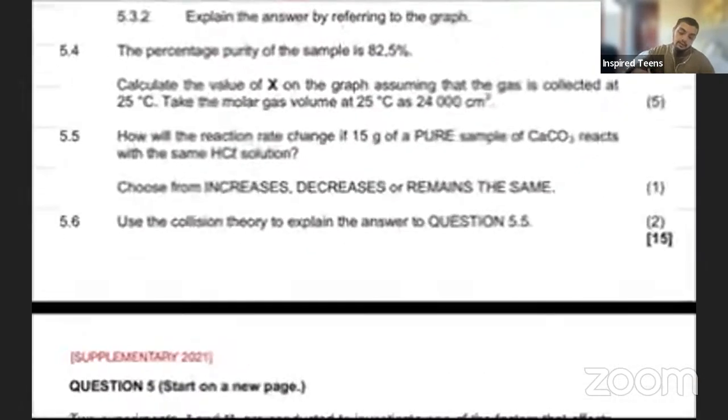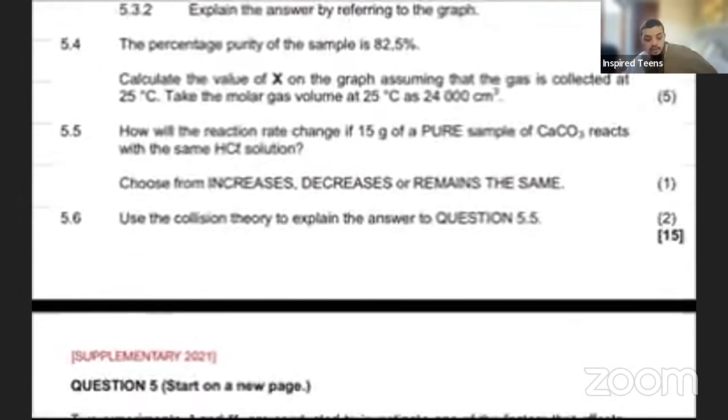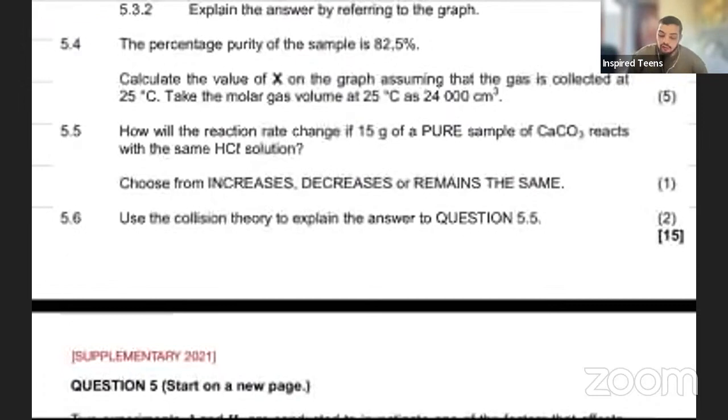Okay, let's have a look at 5.5. How will the reaction rate change if 15 grams of pure sample of CaCO3 reacts with the same HCl solution? So now, instead of having 13.375 or whatever it is, grams of pure CaCO3, now they're saying if it was 15 grams of pure CaCO3, what would happen to the reaction rate if it reacts with the same amount of HCl? And the answer is increases.